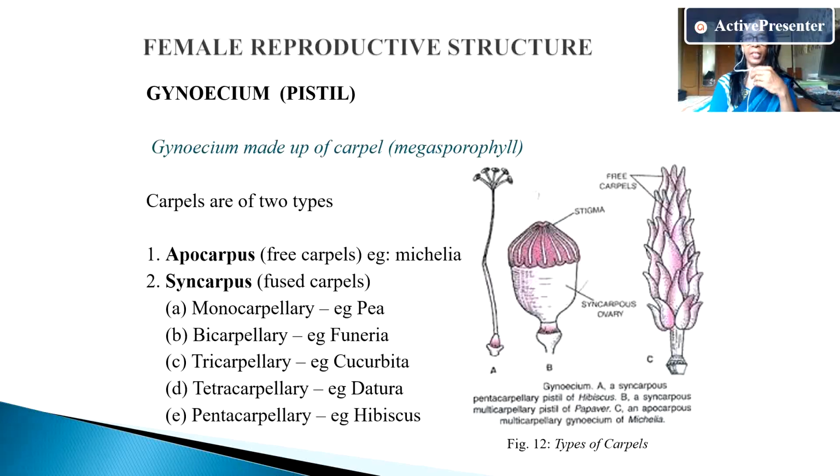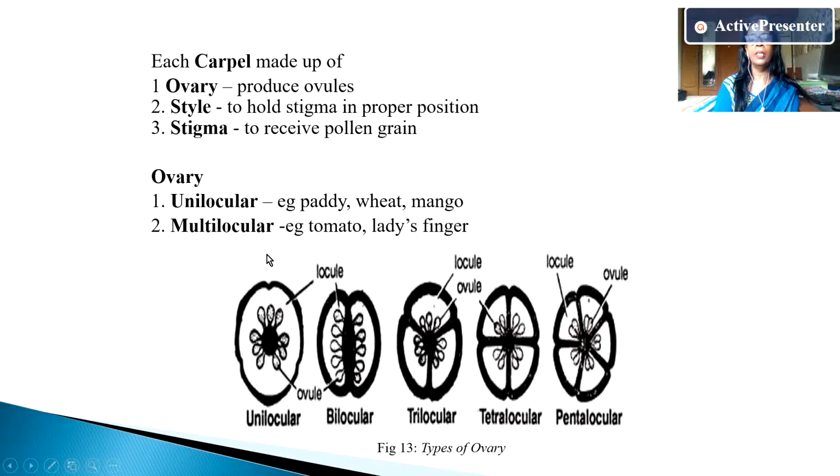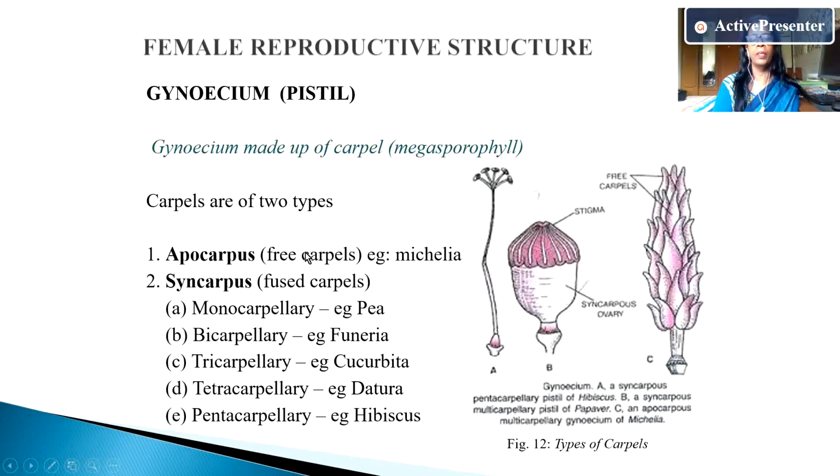It is otherwise known as gynoecium or pistil. Gynoecium is made up of carpels, otherwise known as megasporophyll. And carpels are of two types according to their union. That is, apocarpous means free carpels, for example Michelia. See the right side. This is the apocarpous gynoecium of Michelia. All the carpels are free. They are not united at all.